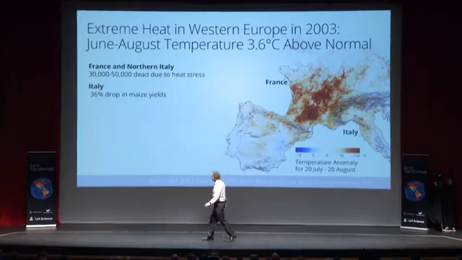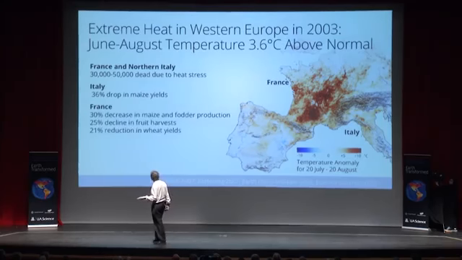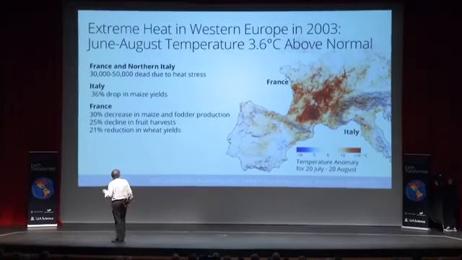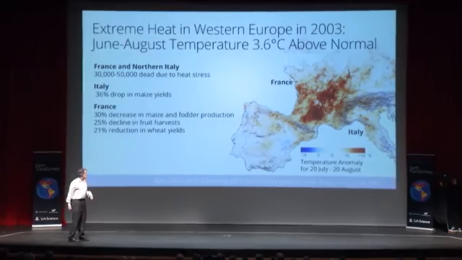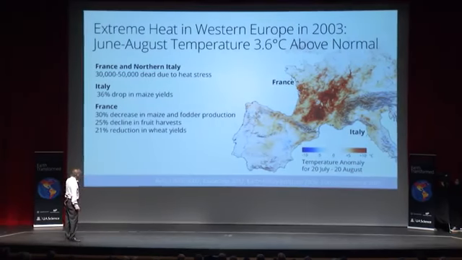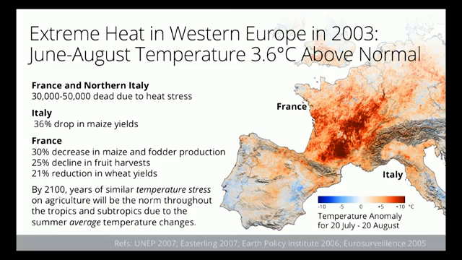Italy, a third drop, a 36% drop in the maize yield. France, 30% decrease in maize yield, 25% decline in fruit harvest, 21% reduction in wheat yields, right? If this was due to precipitation, this would happen every 3 years. This was pretty much a normal precipitation year. This is all heat stress, okay? So by 2100, years of similar temperatures will be the norm. That's the most likely scenario at the end of the century.